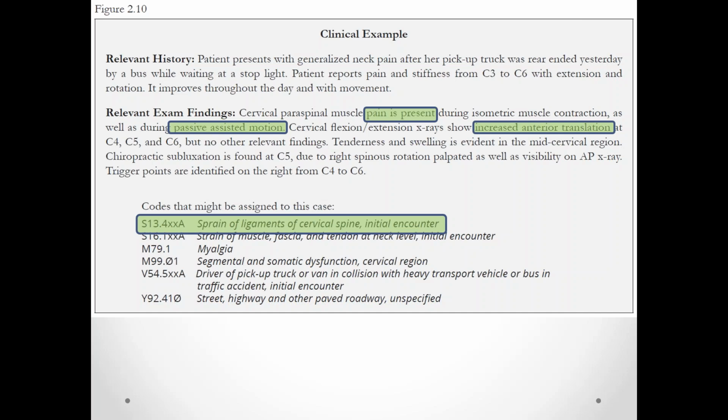Okay? So since that's in there, it supports that there could be a sprain in this case. Also, it looks like I took cervical flexion extension x-rays, and they showed increased anterior translation, which may imply that the patient's bones are less stable. Okay? And we see that in this case.